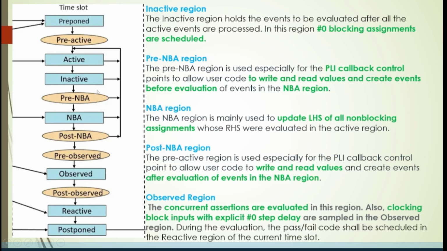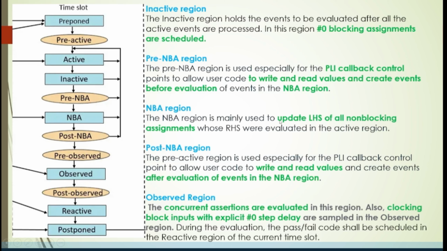And then pre-NBA. Again I told you, PLI callback control points, like read and write values and create events, happen before evaluation of events in the NBA region. Whatever will be evaluated and executed in the NBA region will all be called in this pre-NBA region. That is PLI callback control. Everything will be called before it is actually executed. That means they are just being made ready for the execution, right? So that is pre-NBA.